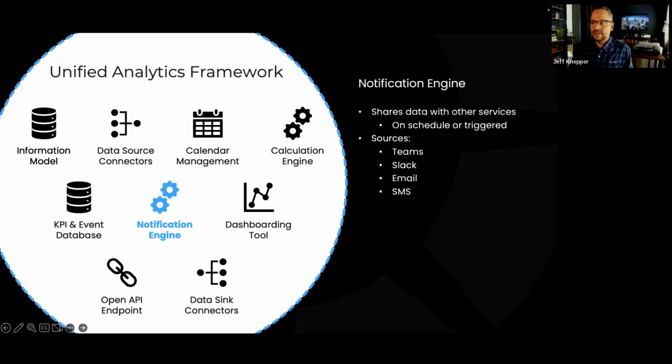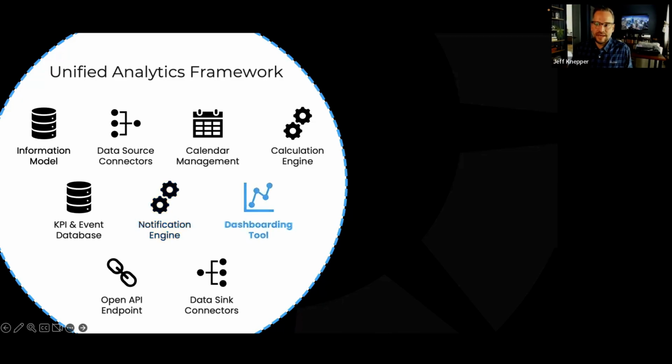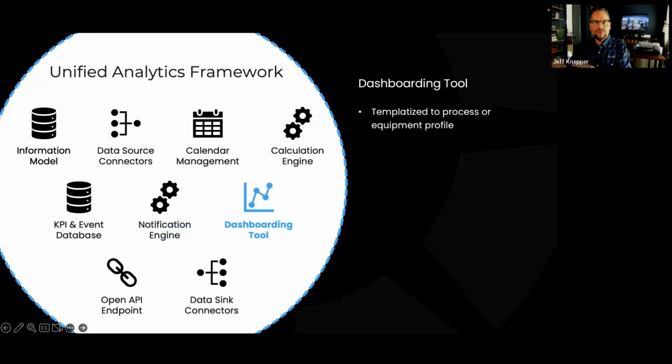Where are the people already consuming information? That's where you need to connect to. Don't make them go somewhere new. Feed it into where they're already looking. Dashboarding. You've got lots of dashboard tools, I'm sure, but you need a dashboard tool that you can templatize back to the information model. You define a pump, you define a line, you need to be able to define how you visualize those things as part of that information model.